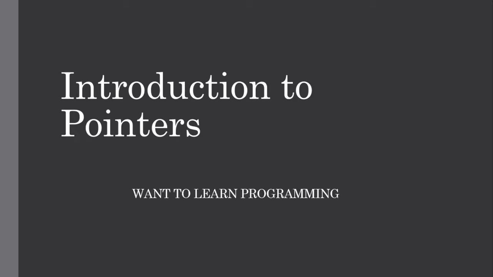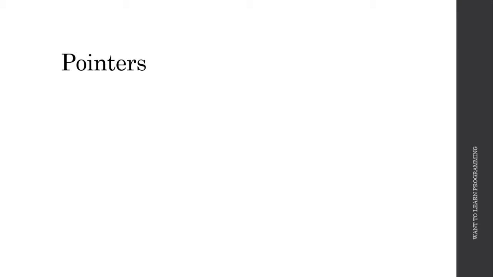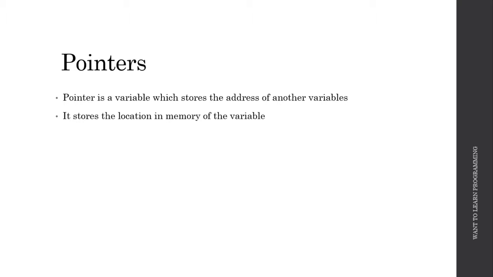This is the 26th video in the series Basics of C Programming. In these videos, we will look at what pointers are and have a brief description about them. A pointer is a variable which stores the address of another variable. It stores the location in memory of the variable.